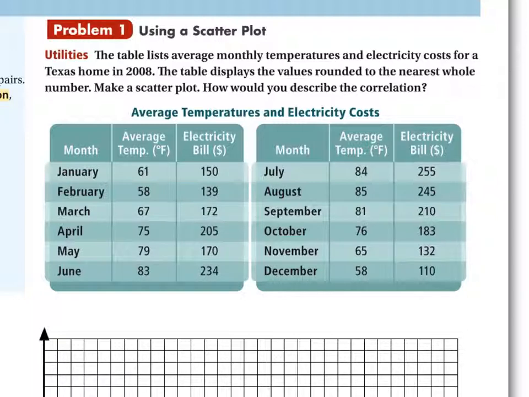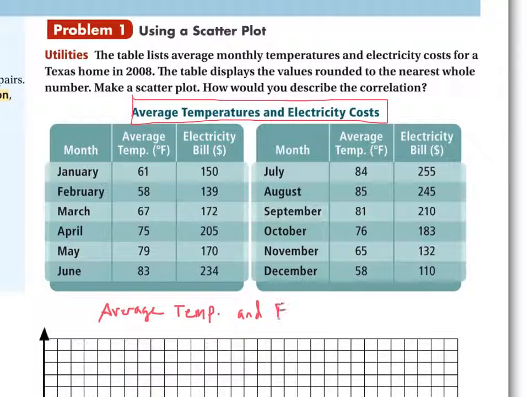There are a few things that you need to have in a scatter plot before you ever put data on it. One of those things is a title for the graph. You've got to know what the graph is going to be. The data that's given to us already has a title, so we're simply going to use that as the title of our scatter plot. So we have average temperatures and electricity costs. All right, so that is our title.